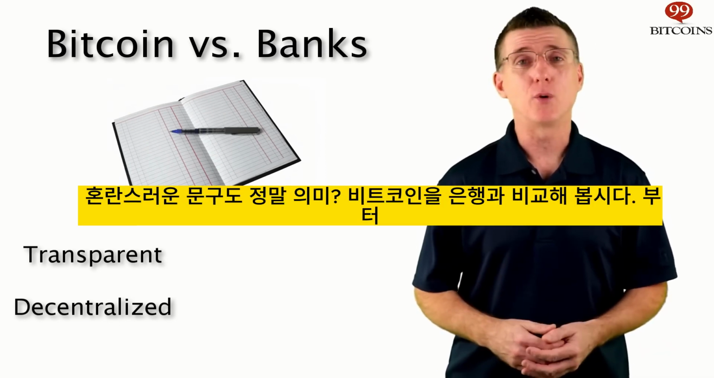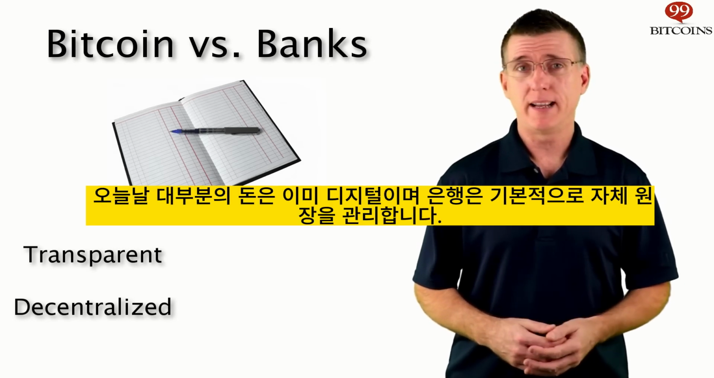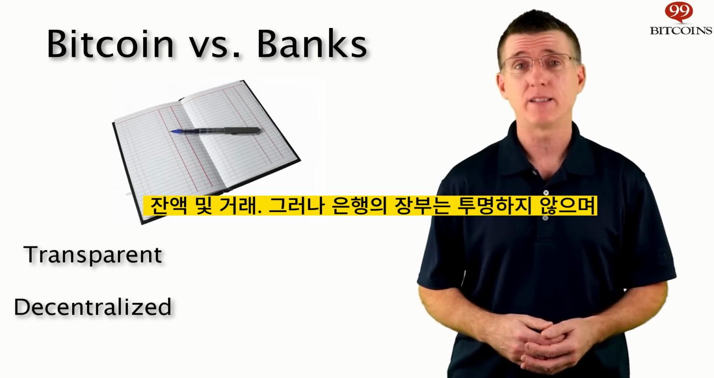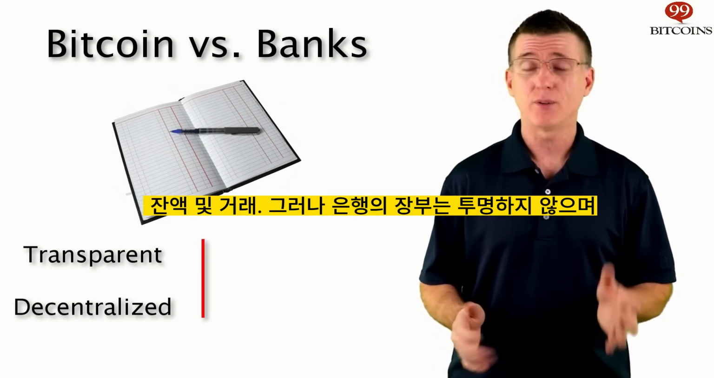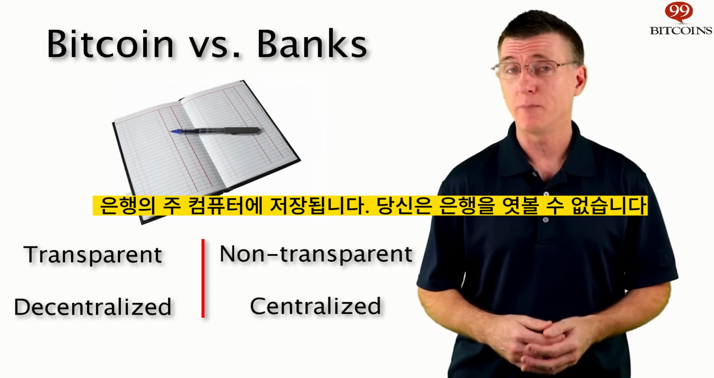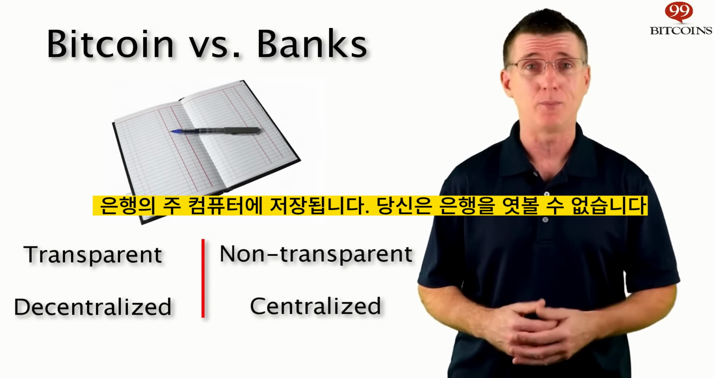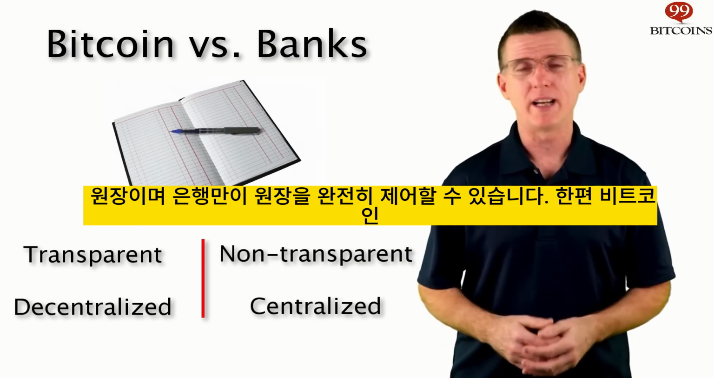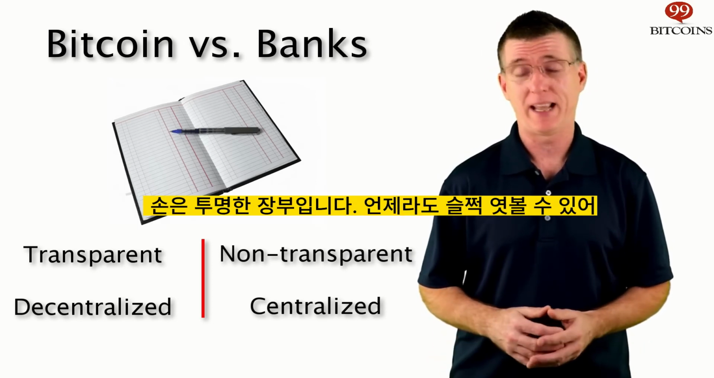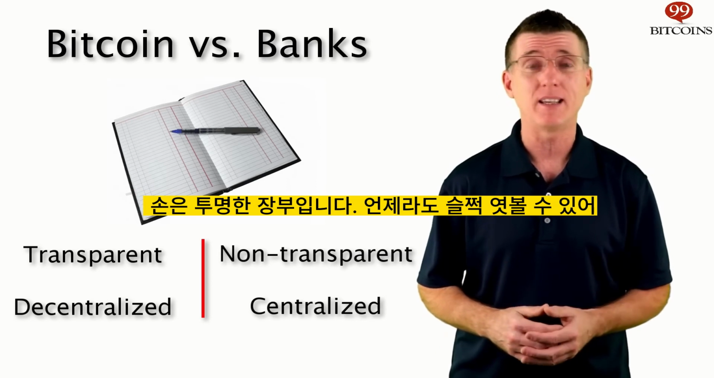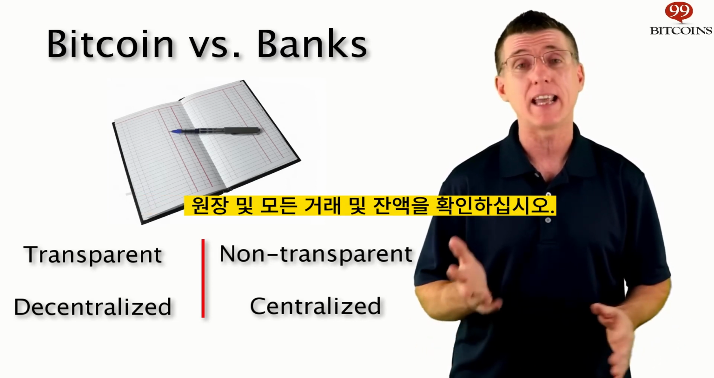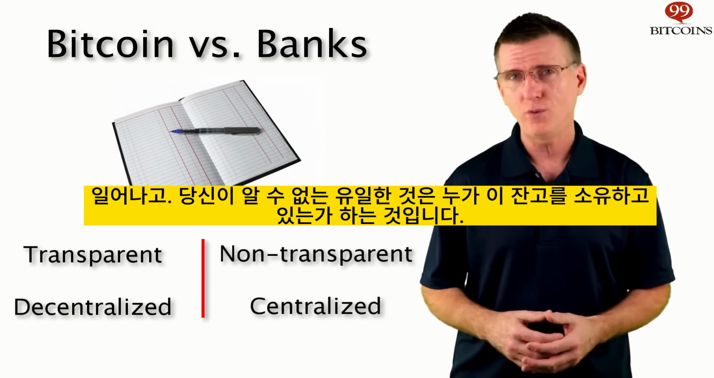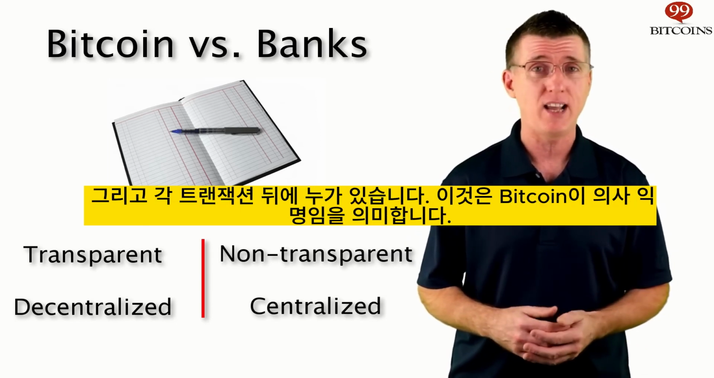Well, let's compare Bitcoin to the bank. Since most money today is already digital, the bank basically manages its own ledger of balances and transactions. However, the bank's ledger is not transparent, and it's stored on the bank's main computer. You can't sneak a peek into the bank's ledger, and only the bank has complete control over it. Bitcoin, on the other hand, is a transparent ledger. At any point in time, I can sneak a peek into the ledger and see all of the transactions and balances that are taking place. The only thing you can't figure out is who owns these balances and who is behind each transaction.